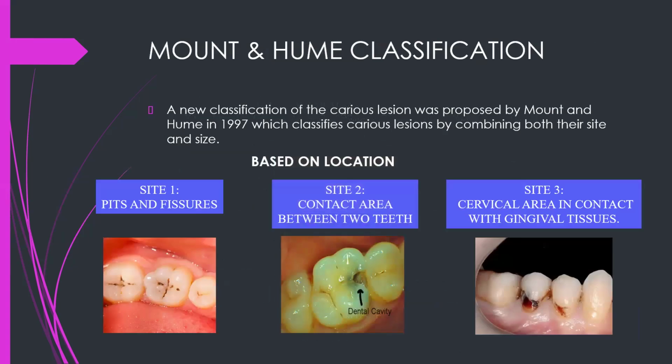Apart from that, the classification of caries has moved on to a method where you can quantify the caries. So if it is an early caries, then the approach for treatment of that caries will be changed. One of these methods is Mount and Hume's classification, which was given in 1997. And now you have the ICDAS classification also. Mount and Hume classification classifies caries based on location and size. The locations are three: pit and fissures, contact area between two teeth, and cervical area in contact with gingival tissue.